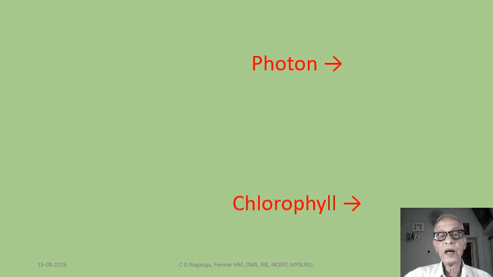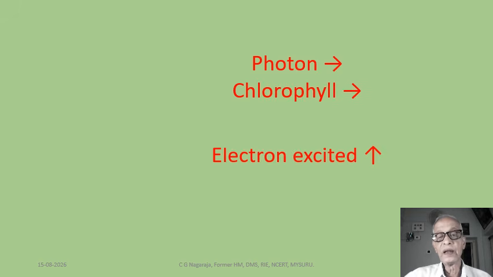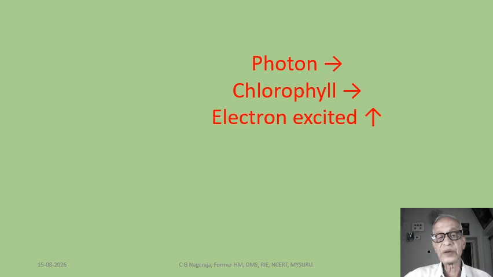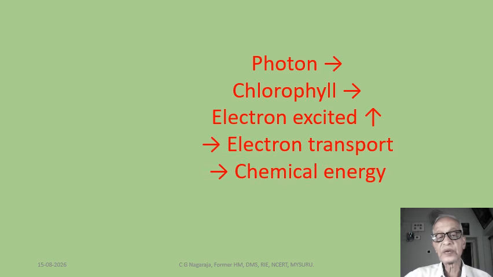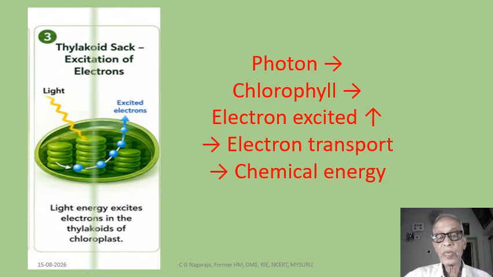Photon, chlorophyll, electron excited, electron transport takes place, chemical energy is used, and all this will happen in the thylakoids, that is, in the chloroplast.